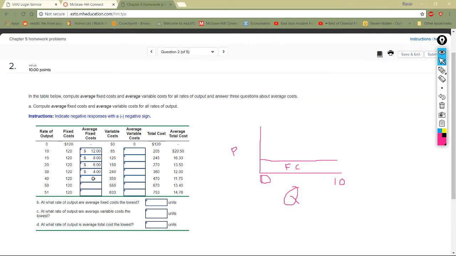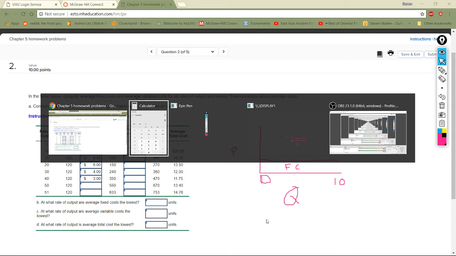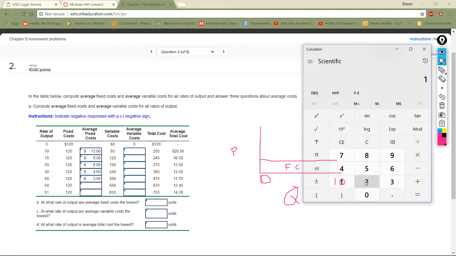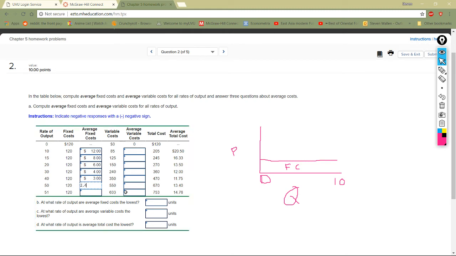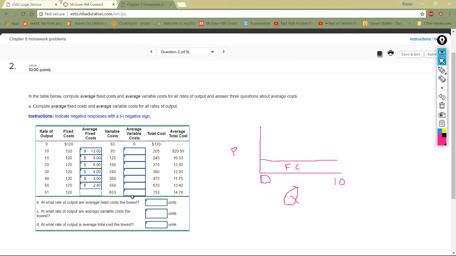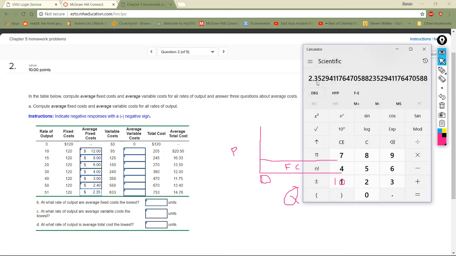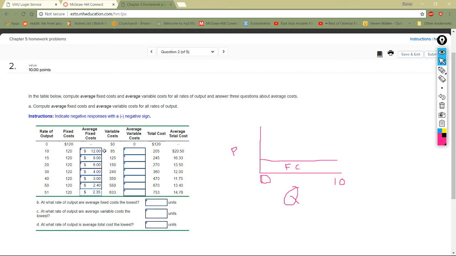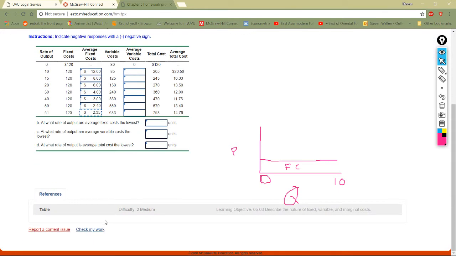All right, so then we go 3. And then 120 divided by 50, 2.4, and then 120 divided by 51 equals 2.35. Nope, 2.35 looks right. Okay, that's it. That's all you do for average fixed cost. Let's check it, see if we did it right.